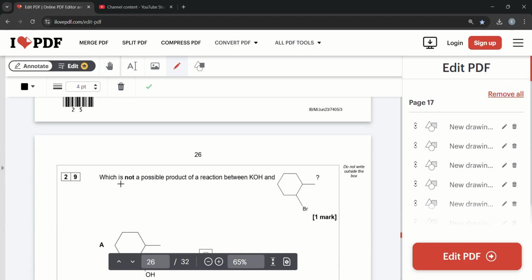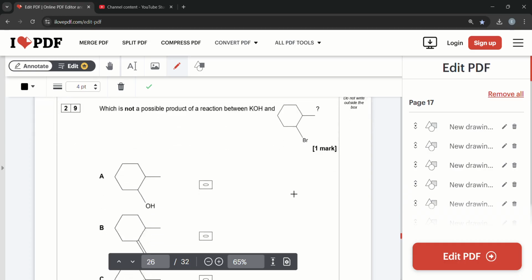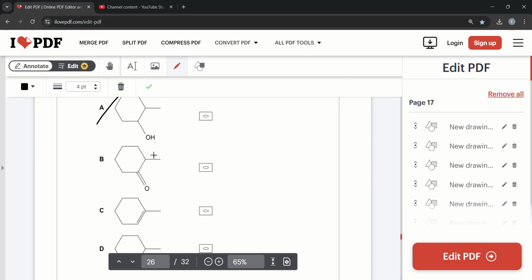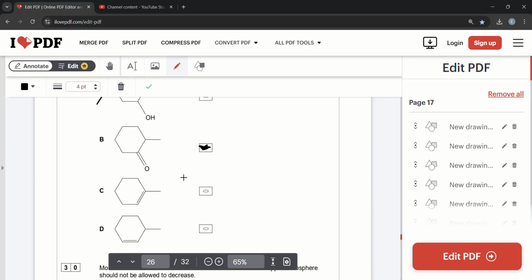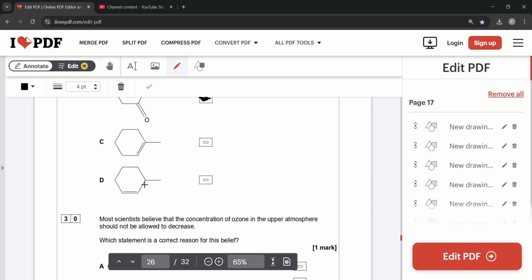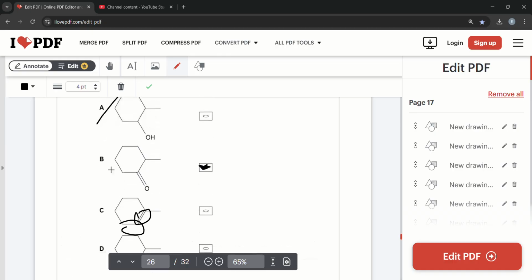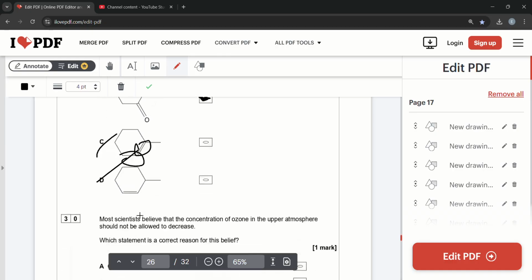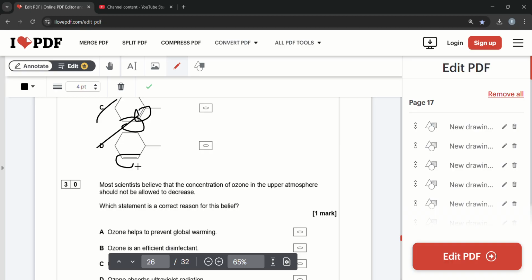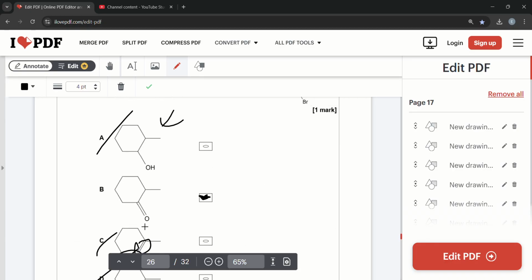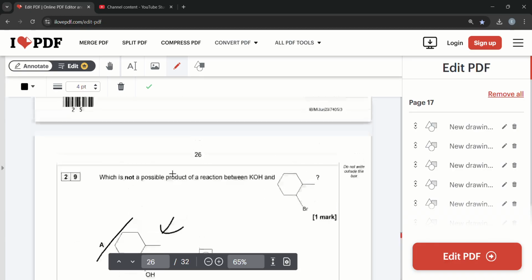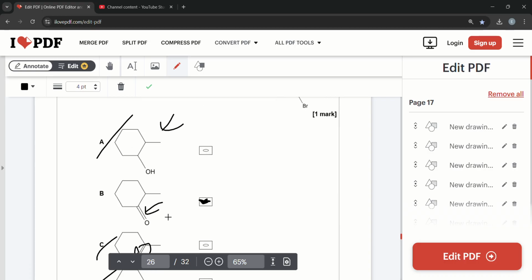29. Which is not a possible product of reaction between potassium hydroxide and this? That is definitely a possible product. That is definitely not. These two, yes, all they've done here is change the position from here to here. So you can kind of cancel these two out immediately, because what they've done is rearrange the double bond, right? Move the double bond. And in this case, no way you're getting the C double bond.